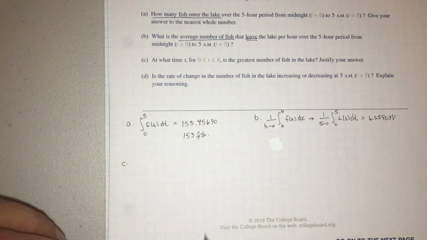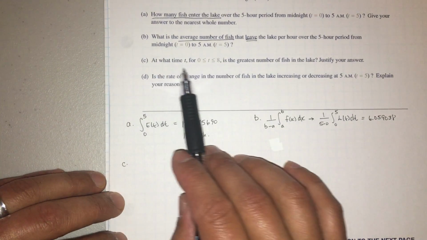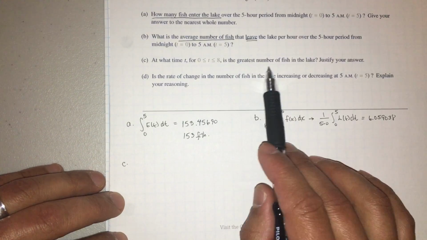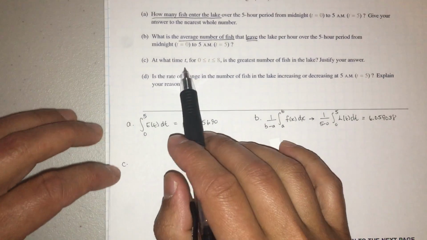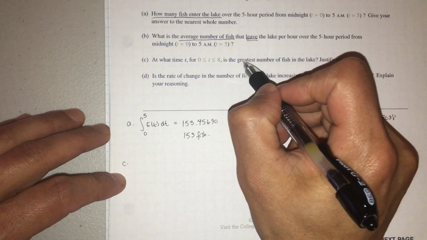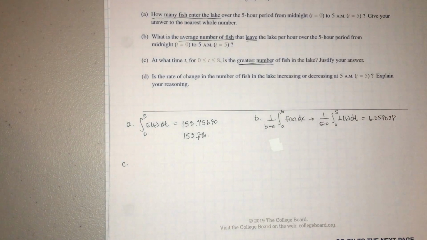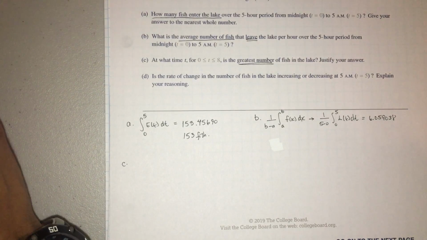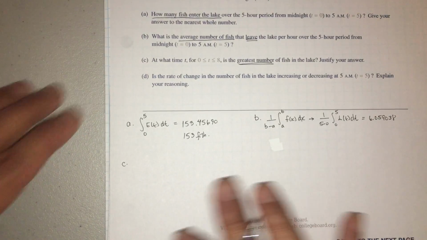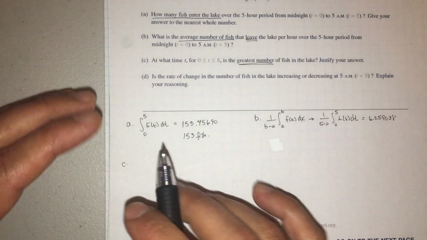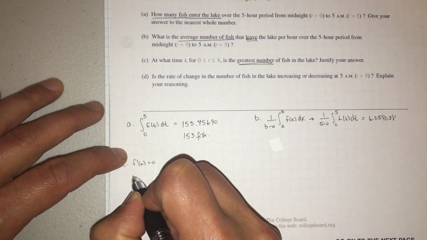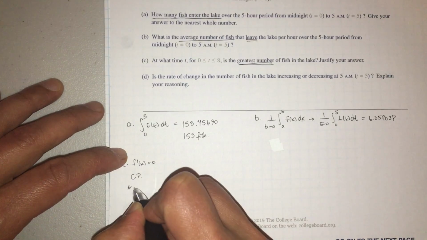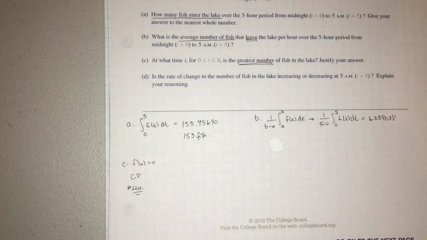Part C. It asks, at what time t between 0 and 8 is the greatest number of fish in the lake? You see that again? Greatest number of fish in the lake. Again, another maximum minimum problem. So what I like to do is write the general equation because I'm going to need it either way. We need to take our function, take the derivative, set it equal to 0 to get our critical points, and then we use our number line.